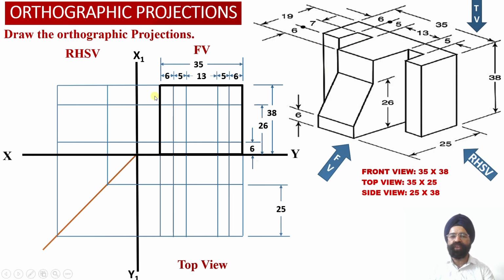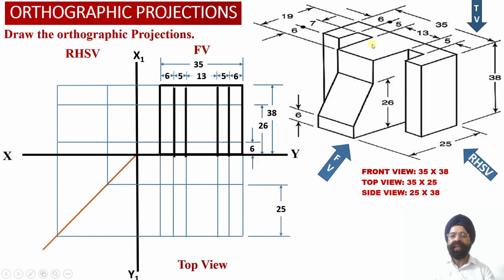When the observer looks at the solid from the front side, this rectangular block will be visible as an outline to the observer over here. We can check. This portion of the solid will be visible to the observer from the front side over here. So this way a rectangular projection will be obtained.